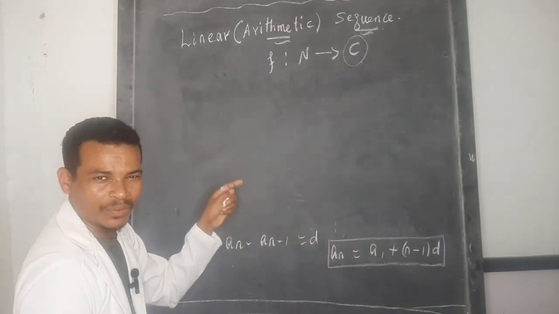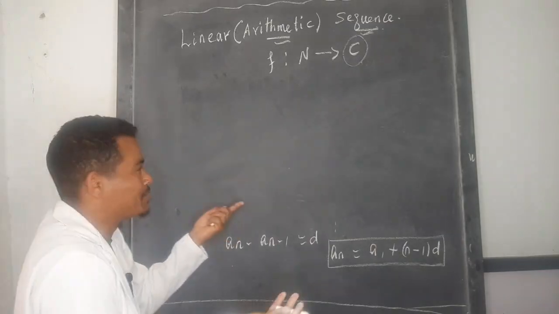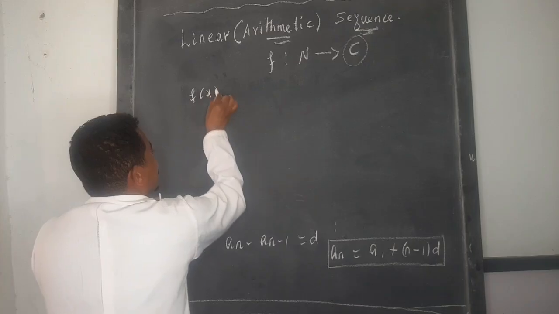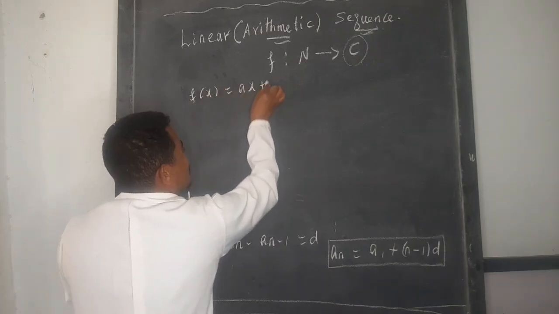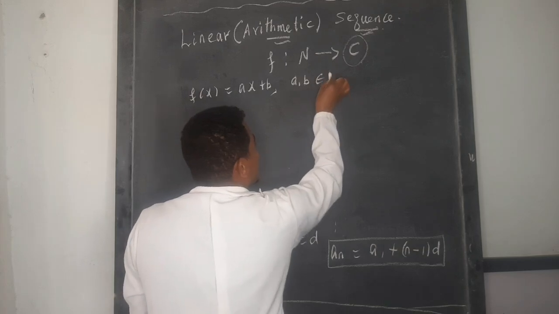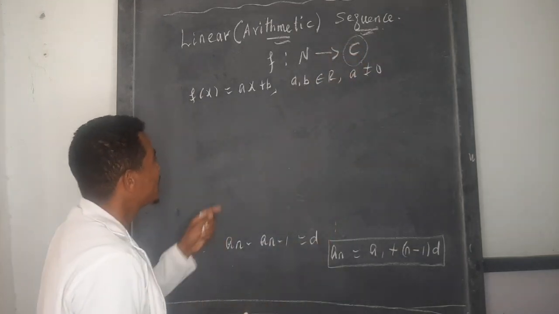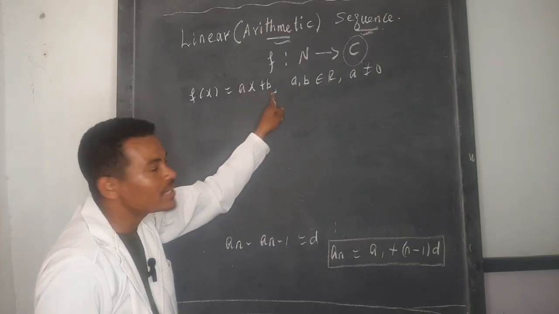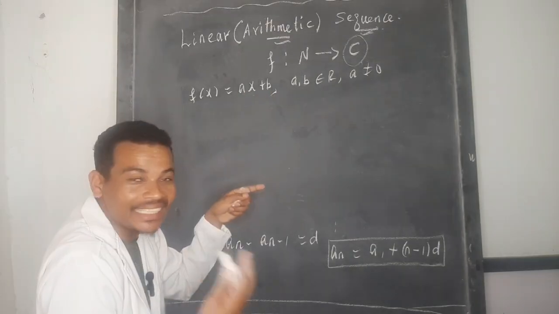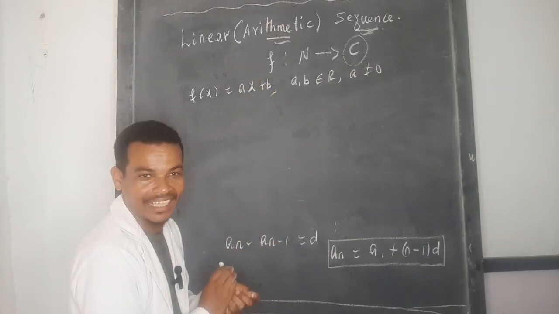When you say linear, for example, when you are asked what a linear function means, it is defined to have this form: f of x is equal to ax plus b, where a and b are elements of real numbers and a is different from 0. The x is a variable, and a and b are constant numbers. This one is a linear function because the degree is 1 and its graph is a straight line.